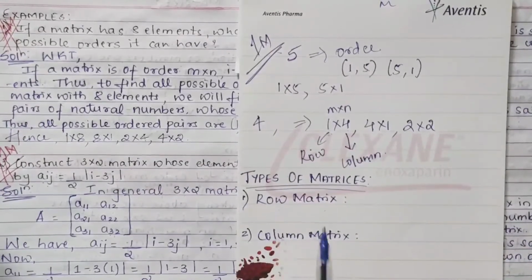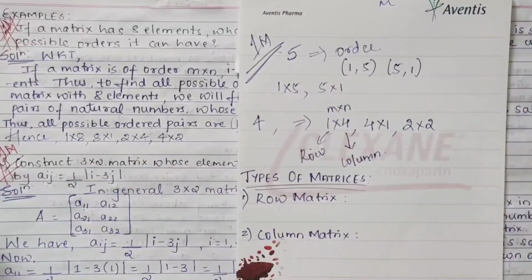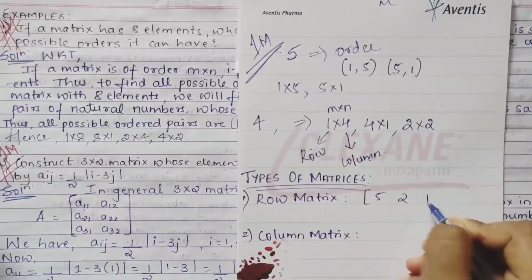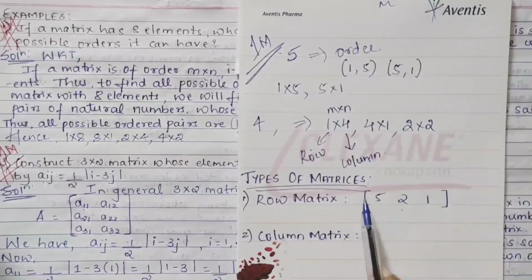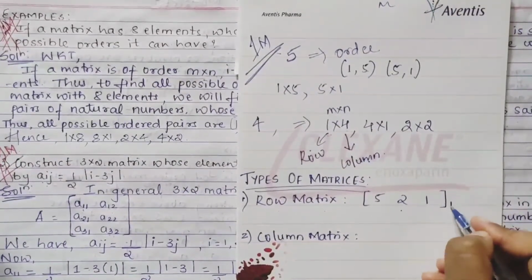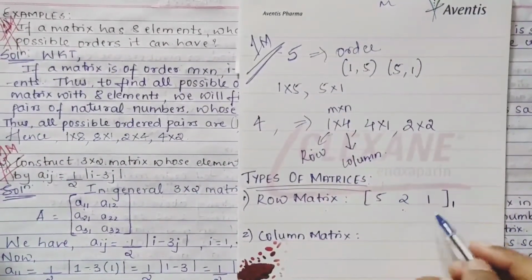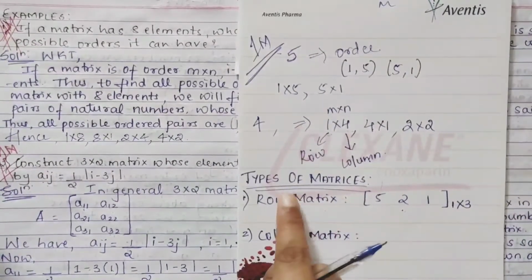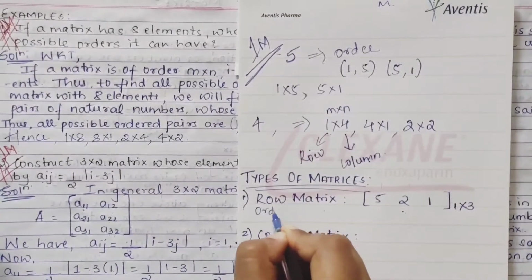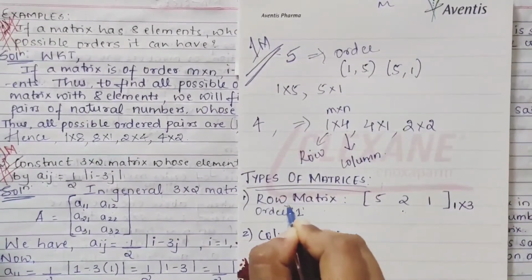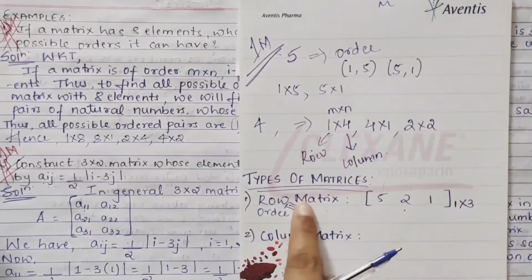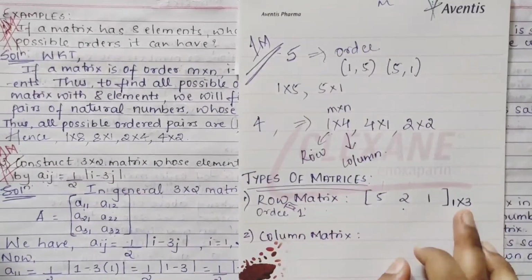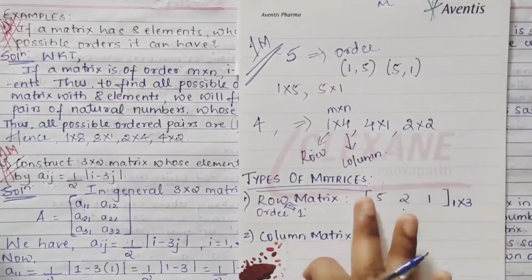So the first one is the row matrix. What is a row matrix? Suppose I've taken here 5 2 1. Here as you can see you have only a single row. Rows are how many? 1. And what about the columns? 1 2 3. So it is 1 cross 3. Your order is 1 cross 3. When they tell you row matrix, your order for the row will always be 1. Now concentrate on your columns. How many columns can there be?